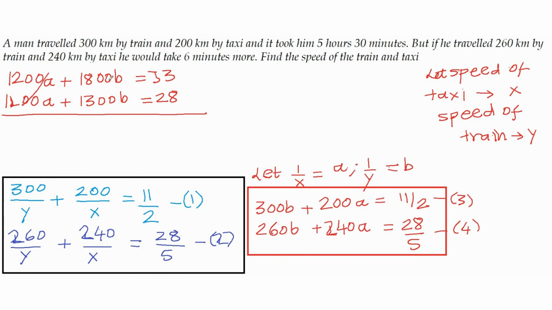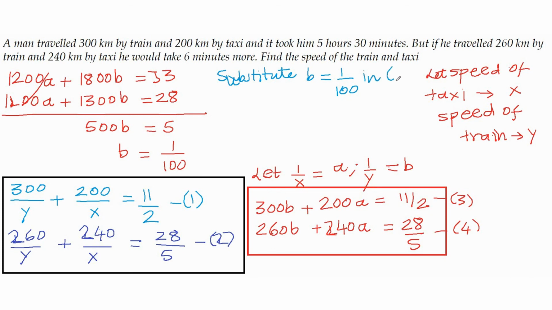So when I subtract, a cancels, 1800b minus 1300b is 500b is equal to 5, which means b is equal to 1 by 100, right? Now let's substitute b as 1 by 100 in any of the equations. So substitute b equals 1 by 100 in say the third equation.